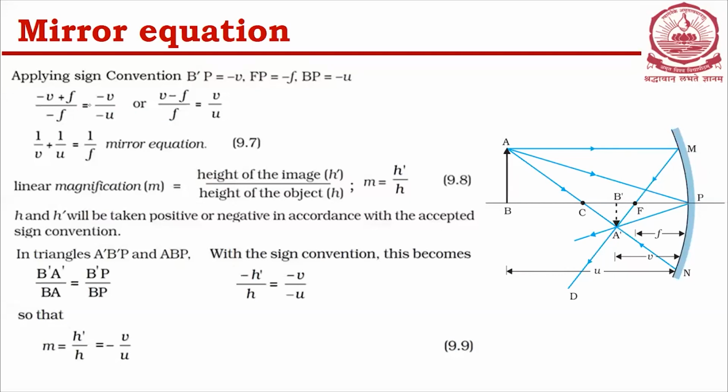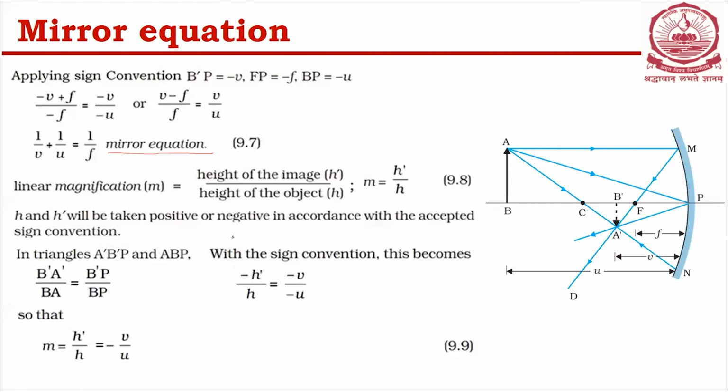in terms of image distance, object distance, and focal length. Okay. So finally, I get the mirror equation: 1 by v plus 1 by u equals 1 by f. This is your mirror equation. Okay, hope it's clear for you. So once you get the mirror equation, the next thing is, what is the linear magnification? What is the magnification?